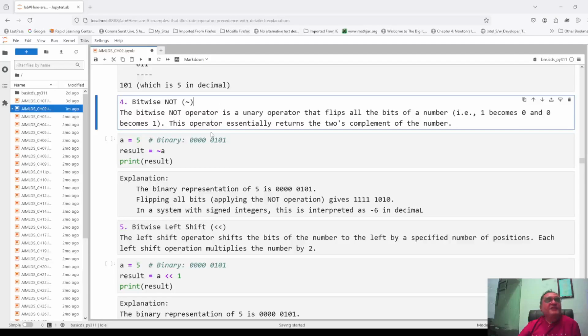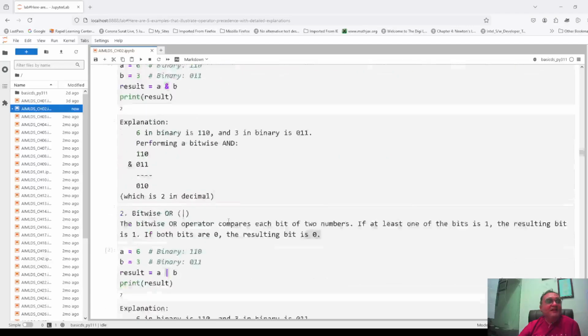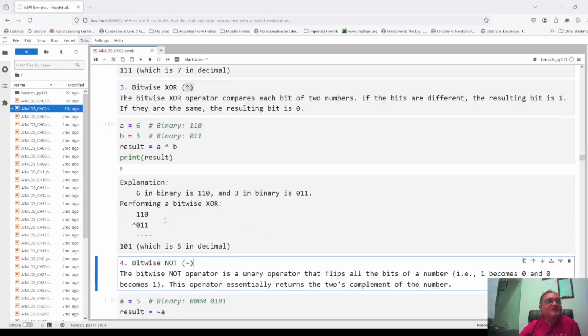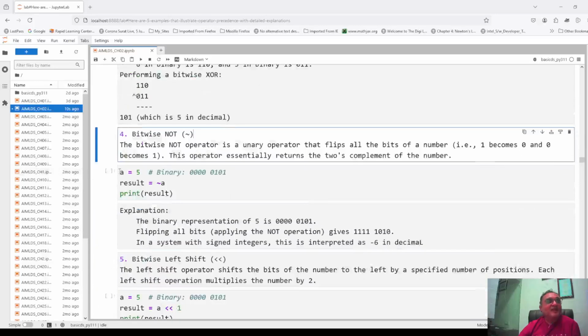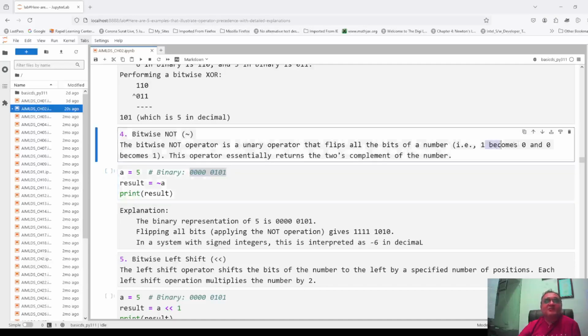Then bitwise NOT. NOT is called a unary operator. Unary because it is applied to only one binary number. So that means there is no need for two numbers, like 6 and 3. Just one is enough. So we will take any one number, say A equals 5. In binary, it will be converted into this. Now when you apply the NOT operator, it just inverts all bits. So 1 becomes 0 and 0 becomes 1.